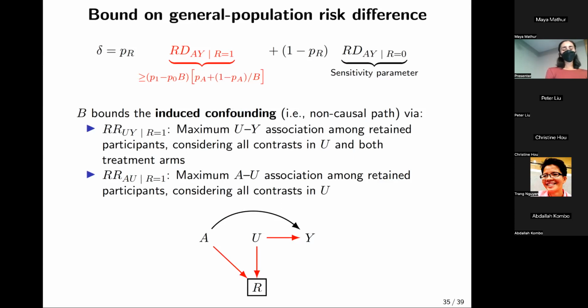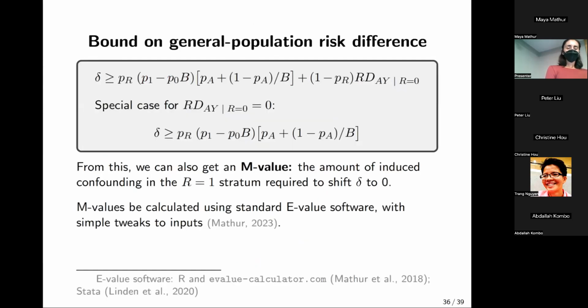It basically has two sensitivity parameters in it. One talks about the strength of association between U and Y, and one talks about the association between A and U conditional on R equals 1. So I won't get into the details here. We're running out of time, but essentially you could also do something similar to the E value for confounding, where you solve for the severity of bias that would be required to explain away your estimate, for instance.